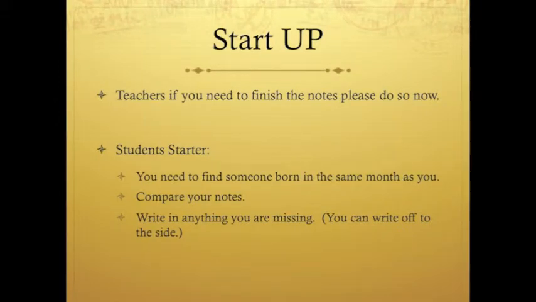Students, your starter for today. You need to find someone born in the same month as you. So if you were born in June, find someone else who was born in June. Compare your notes and write in anything that you may have missed.